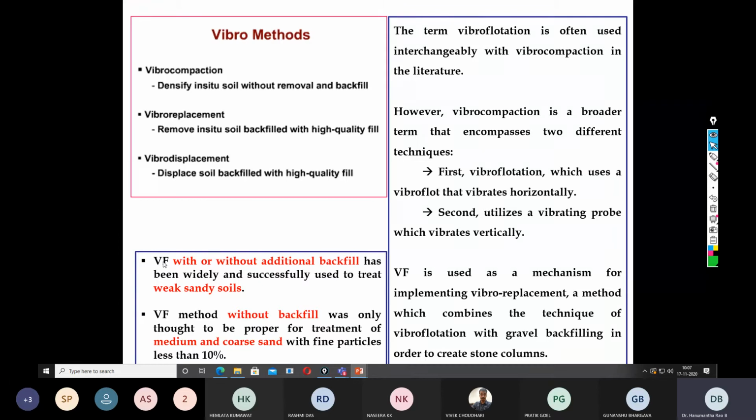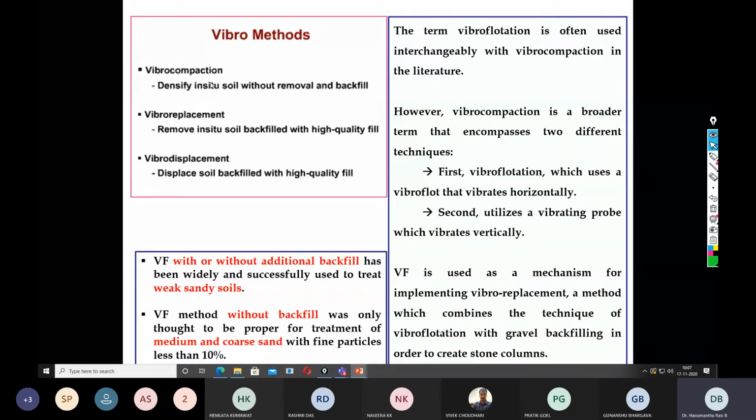So these are some important information about the validity of the vibro flotation. Vibro flotation, with or without additional backfill, has been widely and successfully used to treat the weak sandy soils. So vibro flotation is typically valid for sandy soils. When I talk about the stone columns, the same vibro flotation technique is used to create the stone columns, but the stone column technique is valid for the clay. So therefore, don't get confused about the methods. Try to understand very intricately.